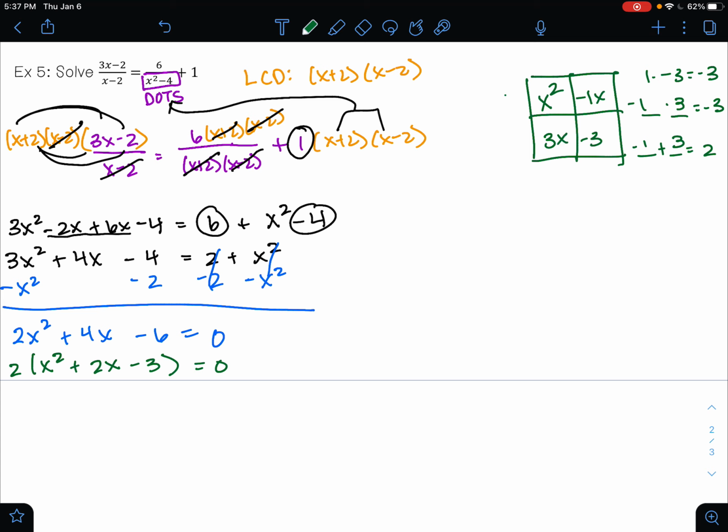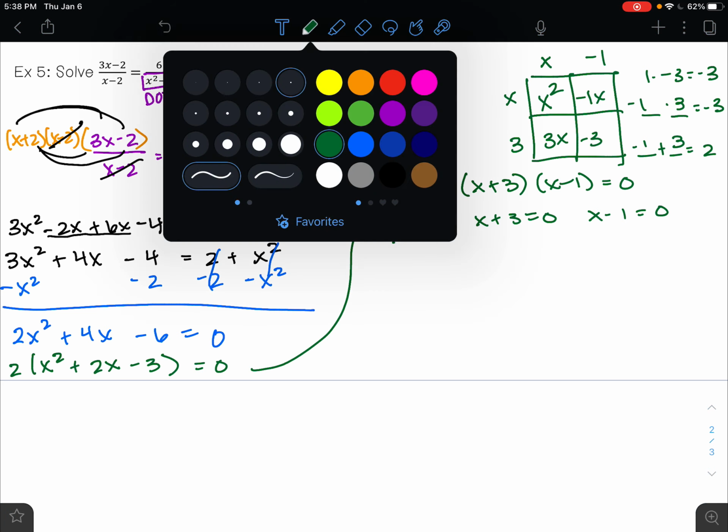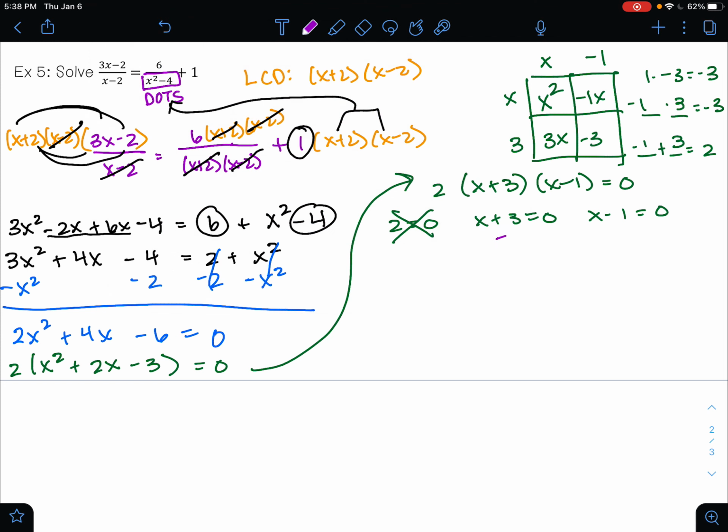Here my greatest common factor is x. Here my greatest common factor is 3. Here my greatest common factor is x. And here my greatest common factor is negative 1. So this becomes 2 times x plus 3 times x minus 1 is equal to 0. So now I'm just going to set each factor equal to 0 and solve. 2 does not equal 0. That's a false statement. Here I'm going to subtract 3 on both sides and get x equals negative 3. Over here I'll add 1 to both sides and get x equals positive 1.